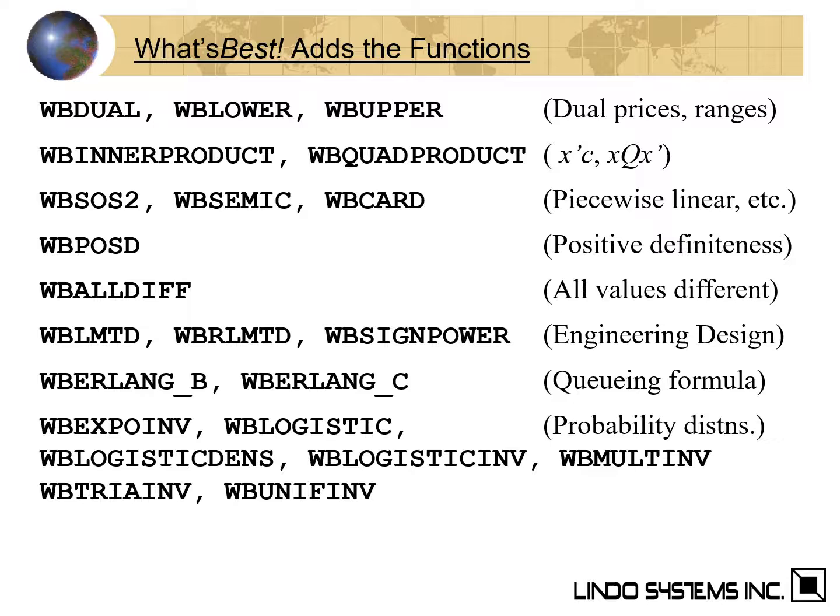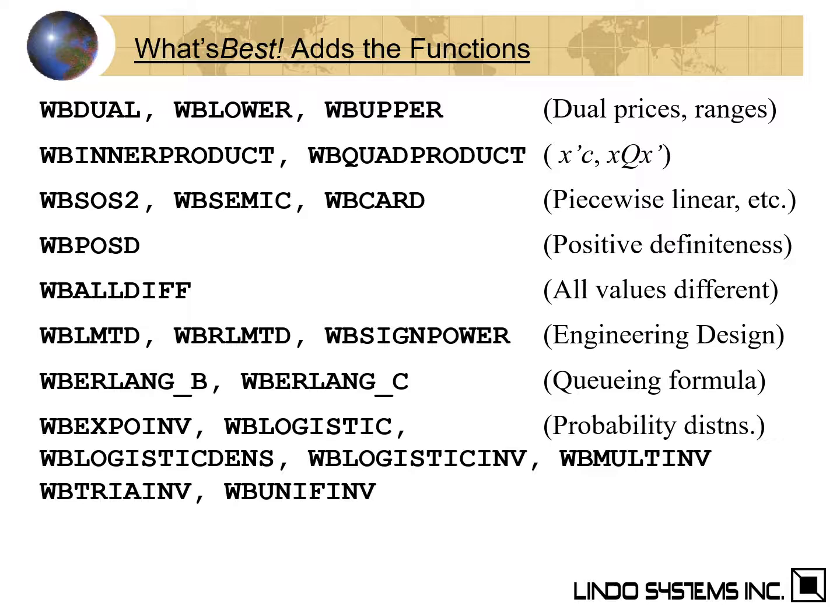If you're interested in permutation kinds of problems, there is an AllDiff function, which is popular among constraint programming types, but you can also do it easily in What's Best. If, say, for example, you're interested in solving Sudoku puzzles, that's easy to do in What's Best.